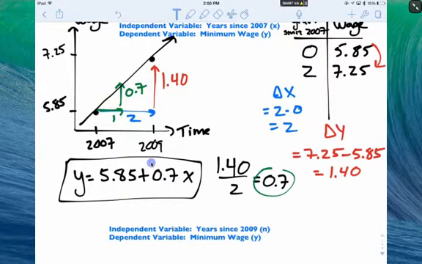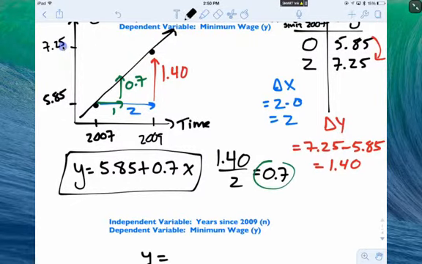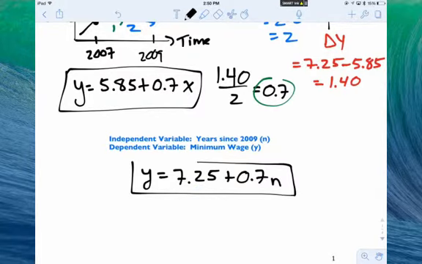And I think here, the equation would be very similar. It would just be y equals, the minimum wage, quote unquote, started not at $5.85, it starts at $7.25. It still grows at 70 cents a year, but of course it'd be 0.7 times n, right? When n is 0, 0 years after 2009, the minimum wage was $7.25, and it still grew at the same rate. And you could do some prediction or modeling using this equation now.